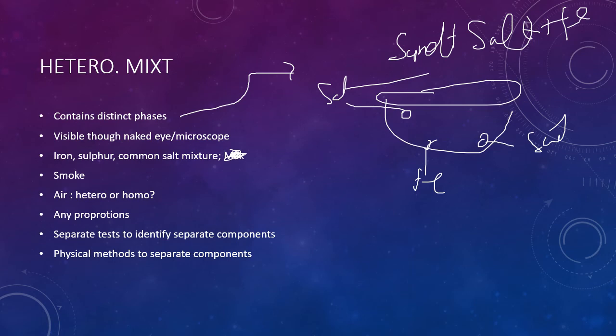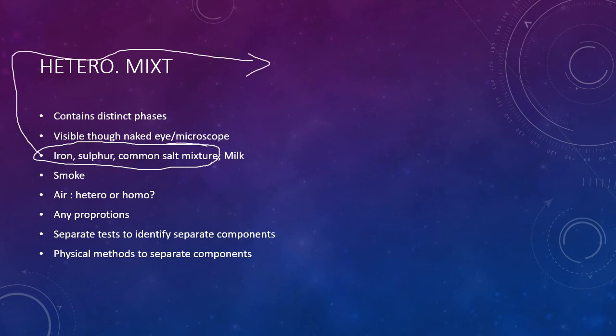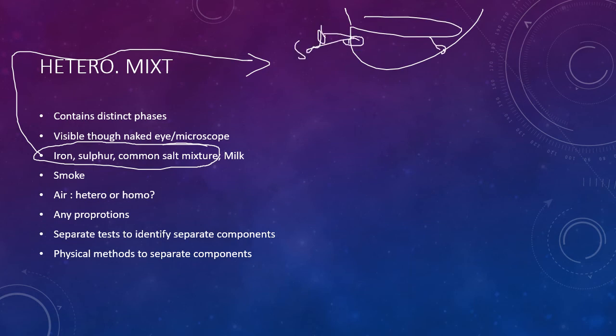So here you can see some of the examples. One is the iron, sulfur, common salt mixture. It has distinct particles, as I've told before. It has different particles everywhere. Here it might be that salt will be more. Here it might be that sand is more, or here iron might be more.